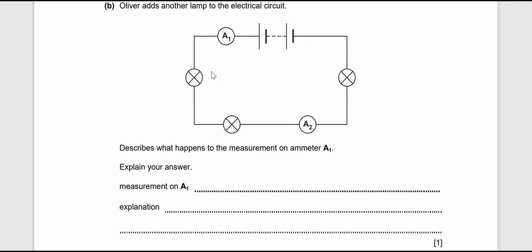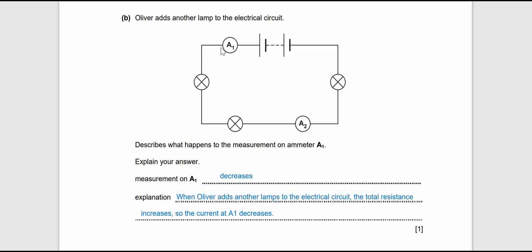10 seconds from now. Okay, so let's check out the answer. If you have not finished, you may pause this video. The answer is the measurement on A1 will decrease, as when Oliver adds another lamp to the electrical circuit, the total resistance increases, so the current at A1 decreases. That will be the reason.